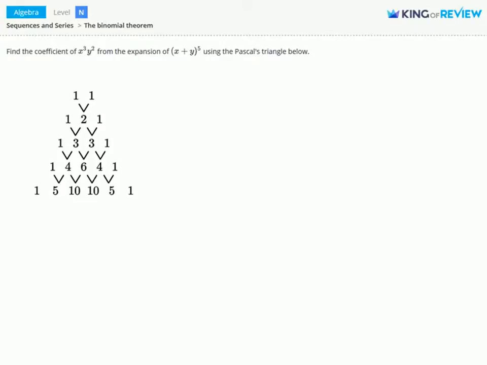Find the coefficient of x to the third y squared from the expansion of (x + y) to the fifth power using Pascal's triangle. Pascal's triangle is an array of numbers showing the coefficients of the terms in the expansion of (a + b) to the nth power.